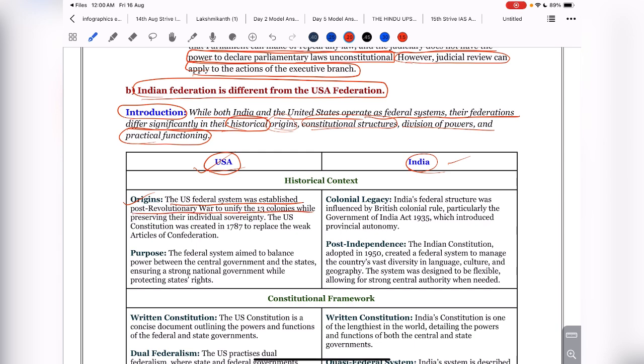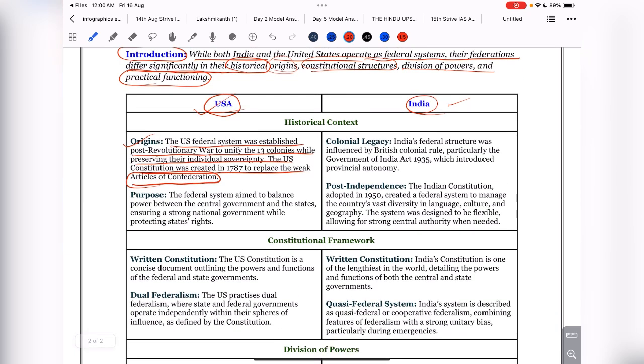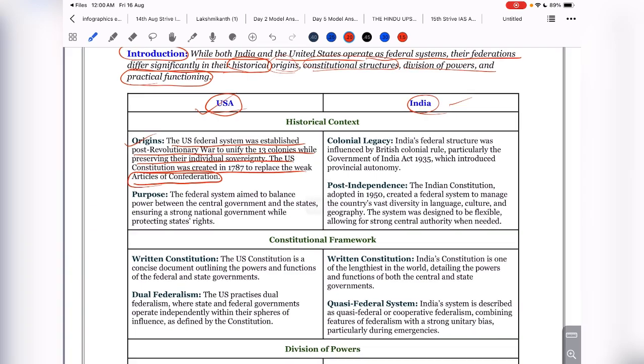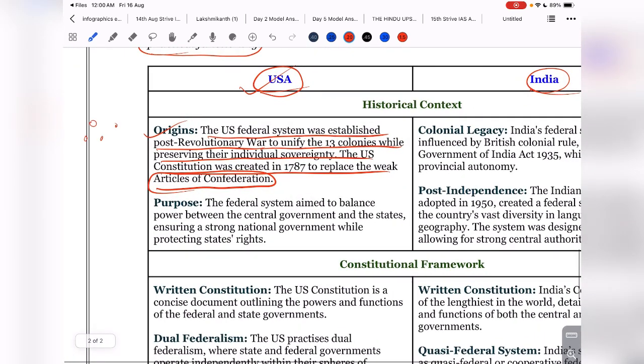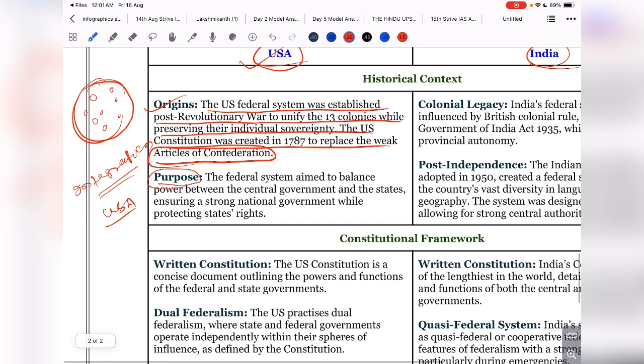So the US Constitution was created in 1787 to replace the weak Articles of Confederation. That means small colonies came together in the process of integration to create the United States of America. The purpose: the federation system aims to balance power between the central government and the state governments, to ensure a strong national government while protecting state rights.